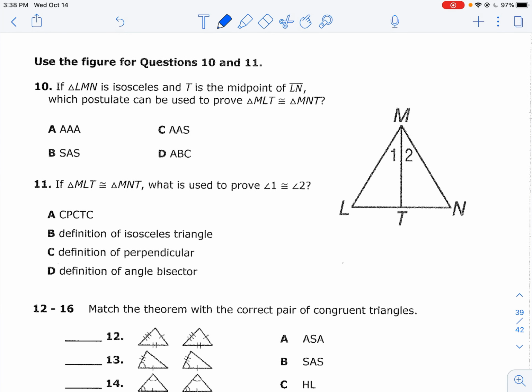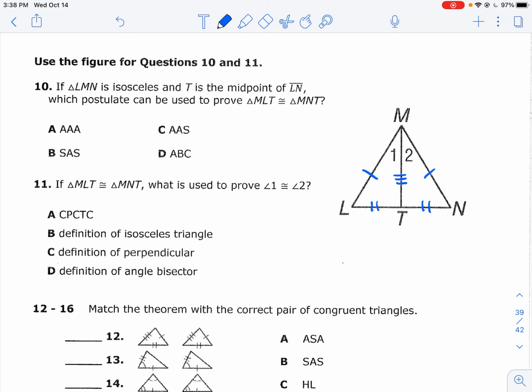And number 10, if triangle LMN is isosceles, that means these are congruent sides. T is the midpoint of LN, so I've got congruent pieces here. And by the reflexive property, MT is congruent to itself. Which postulate can be used to prove triangle MLT is congruent to MNT?